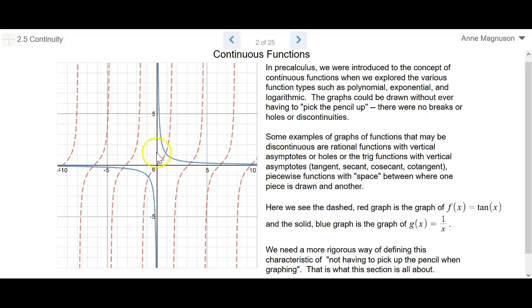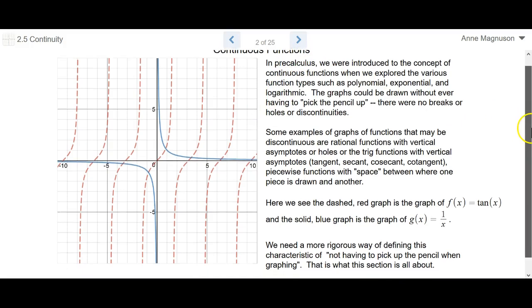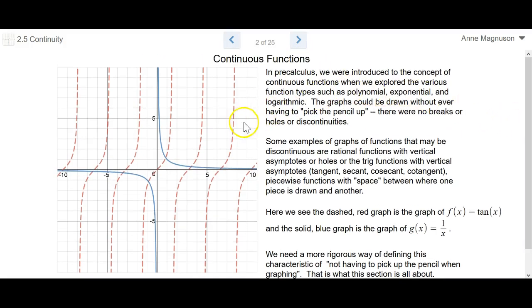So these are all different branches of tangent x that are not connected. And then this solid blue graph is 1 over x, so that's a rational function, and it's in two pieces. It's discontinuous at x equals 0. So we're going to see a rigorous definition as to why these functions aren't continuous. And we're going to be able to determine if a function is continuous just by the formula, not by looking at breaks in the graph.